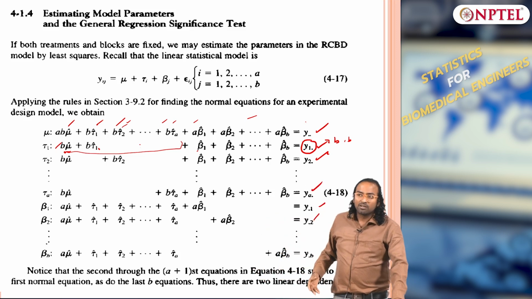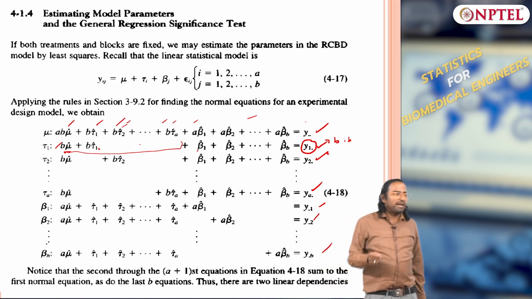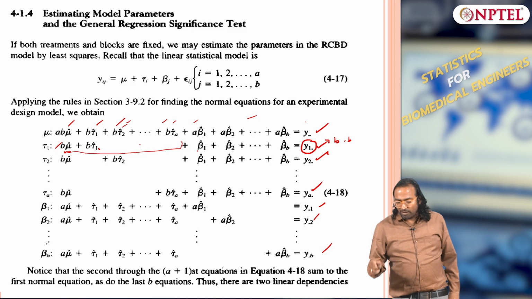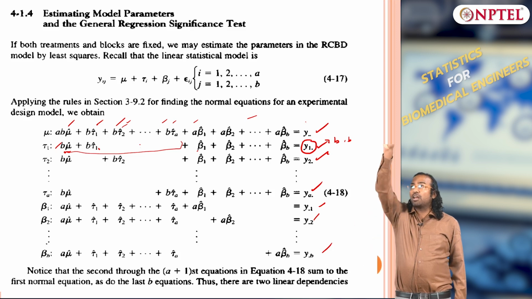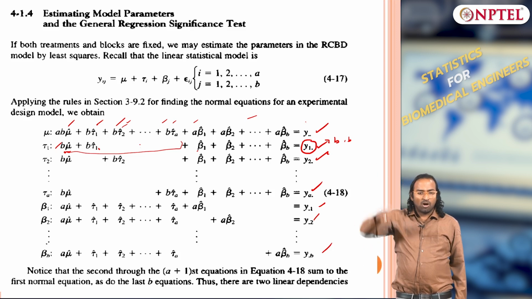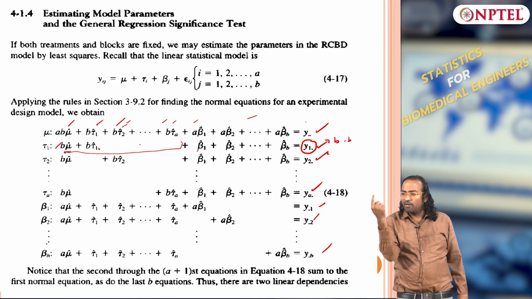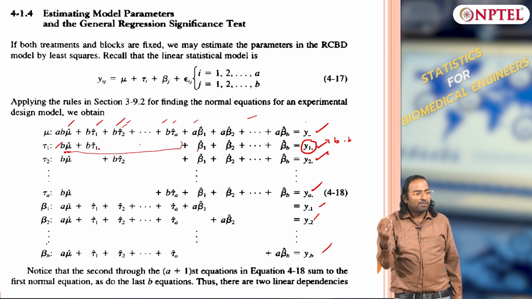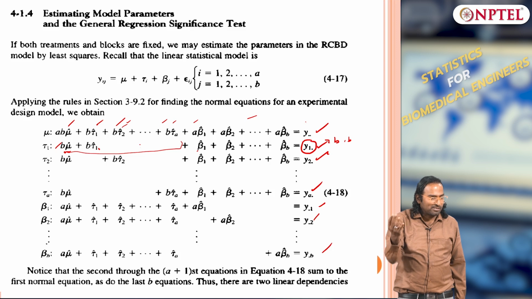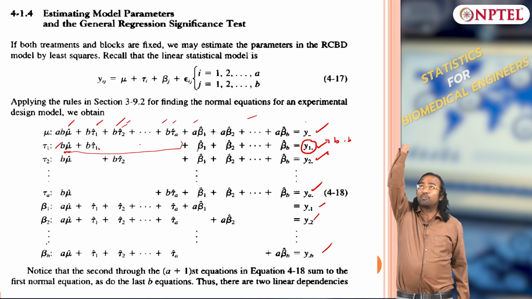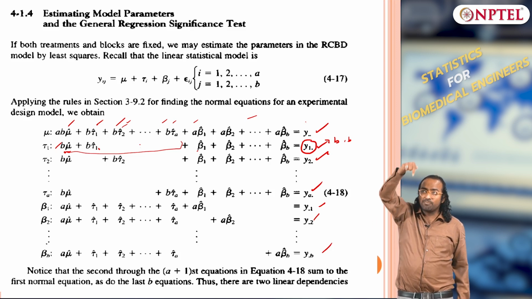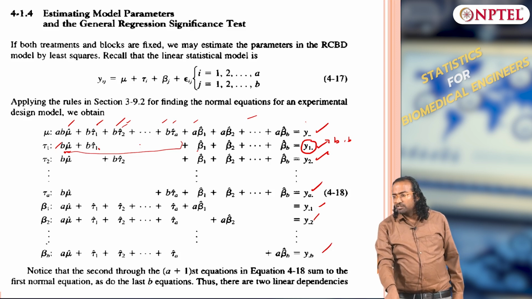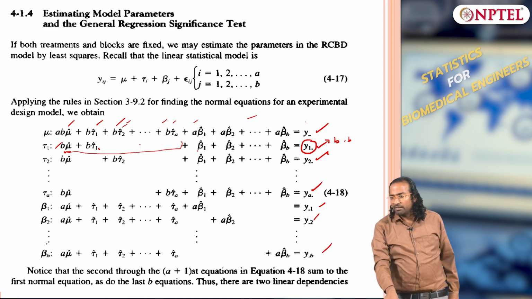Now coming to the blocks, how many times will beta 1 appear in y1 dot? It is along one column, along the entire column. Beta 1 will appear once, beta 2 will appear once, beta 3 will appear once, beta B will appear once, because it is along all the columns. So if you look at the columns, beta 1, beta 2, beta 3, all of them will be there. So that is why you have this equation, beta 1 to beta B.